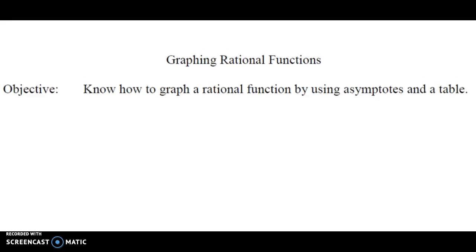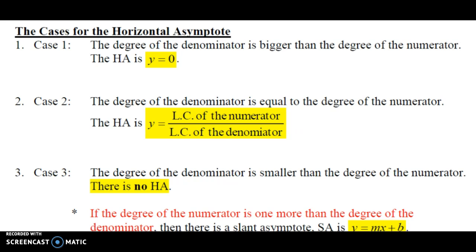Okay, so 3.7 is graphing rational functions. These are the main important cases for horizontal asymptotes. For case 1, the degree of the denominator is bigger than the degree of the numerator. That means the horizontal asymptote is y equals 0.